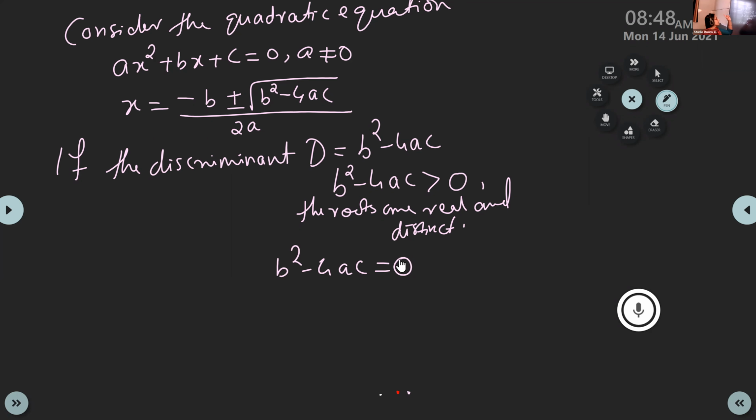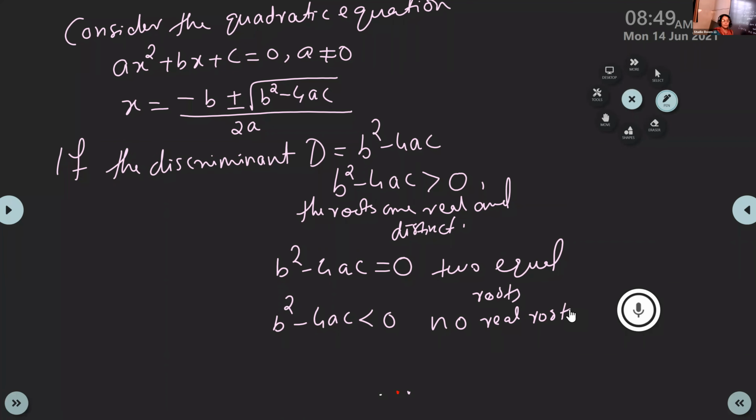We know that for a quadratic equation, there will be two roots or two solutions. If b square minus 4ac equal to 0, those two roots are equal. Two equal roots. And if b square minus 4ac less than 0, then the equation has no real roots.